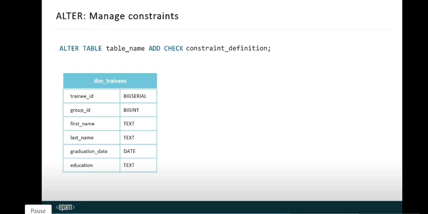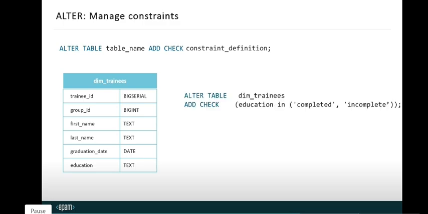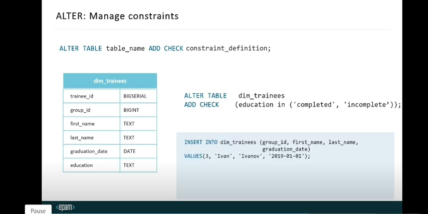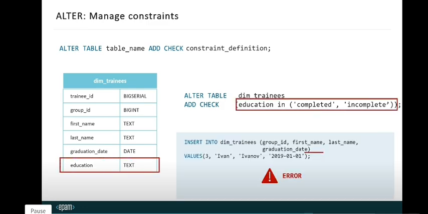However, it is a good practice to name constraints. And now we can try to insert data into our new trainees table. For example, you can create a check constraint to set the valid values for the education column. We'll insert the data into group ID, first name, last name, and birth date. An attempt to insert any other values, including empty ones, will cause an error.